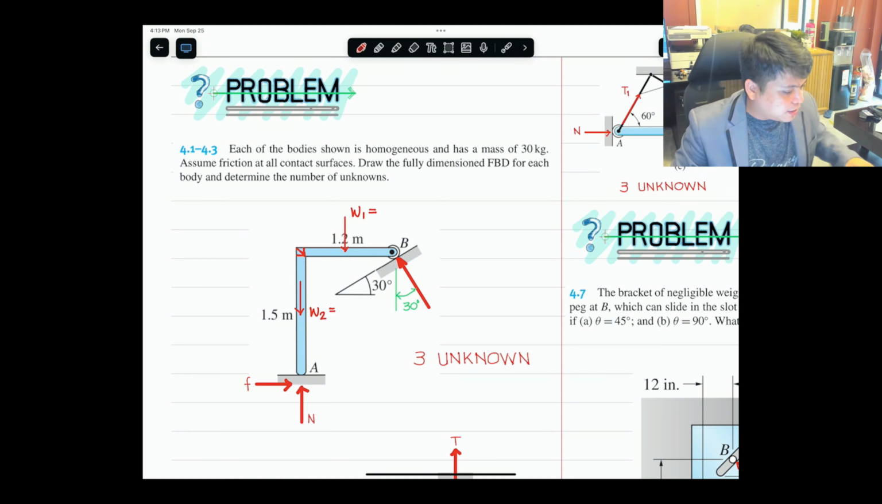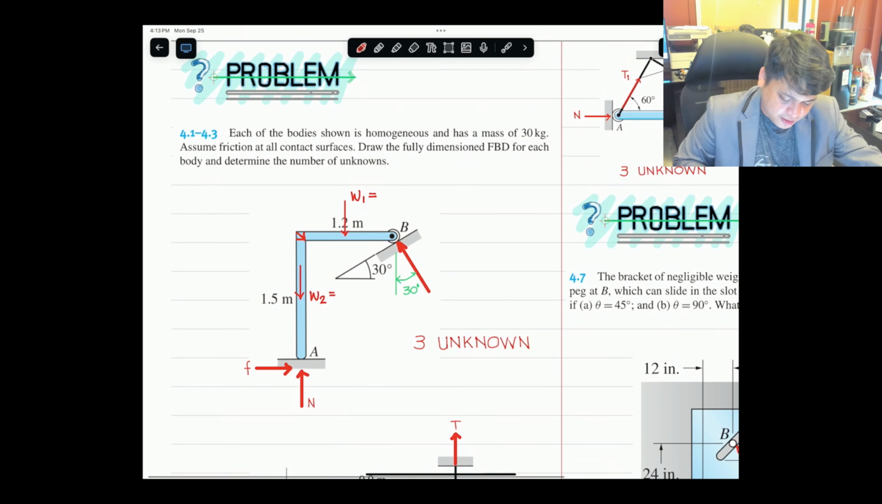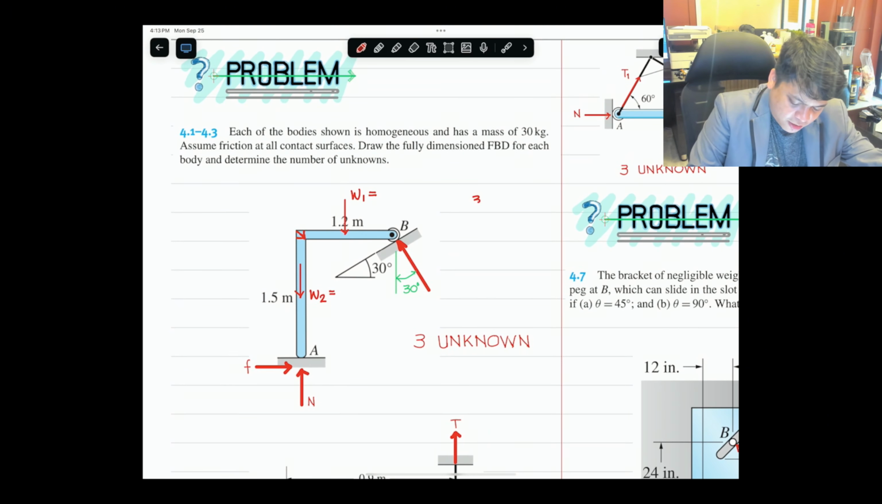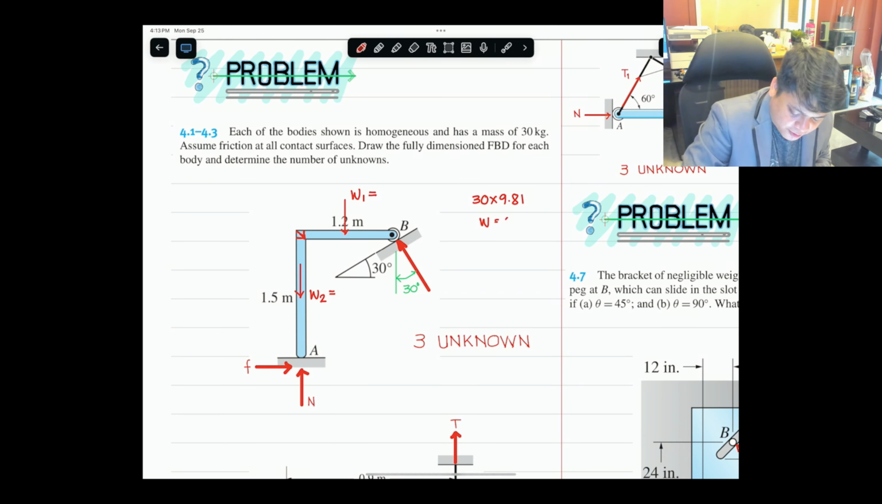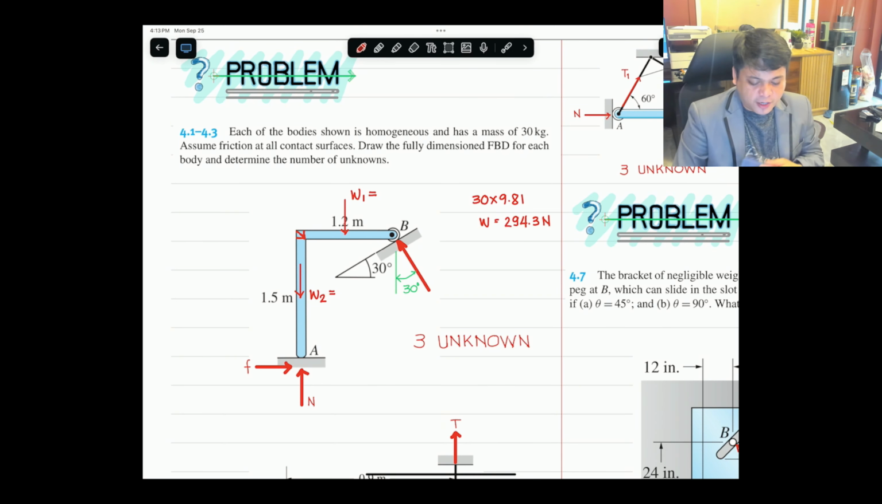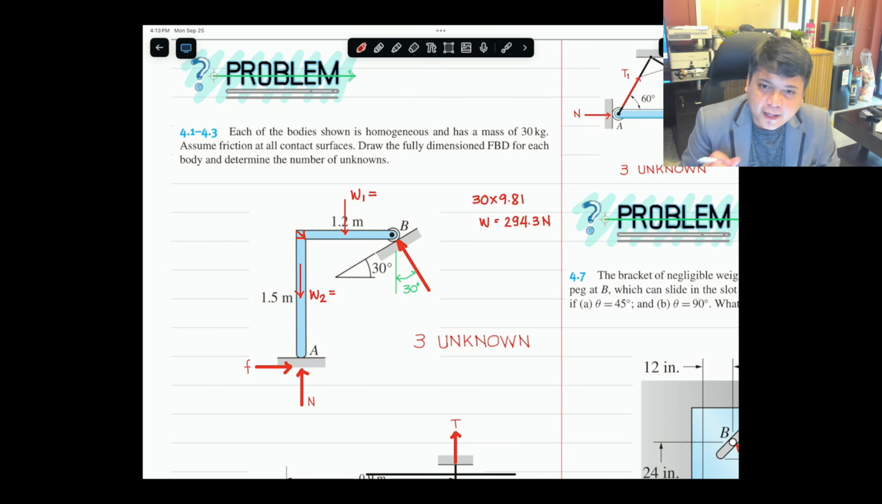So, kapag tinotal natin yung 30, okay? So, meron kang 30 multiplied by 9.81 para maging Newton. Ang total weight mo po ay 294.3. Okay? Again, this is now in Newton. However, iyan po yung total. Kailangan nating makuha 1.5 lang.